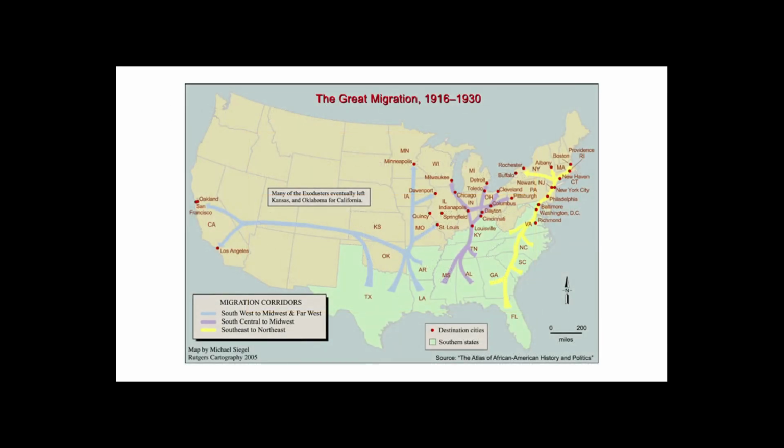This is a map. This is a visual representation of the Great Migration. It doesn't really show much about numbers, but does definitely show geographical migration patterns. But this too is not actually a primary source. This is a secondary source that uses data from primary sources.